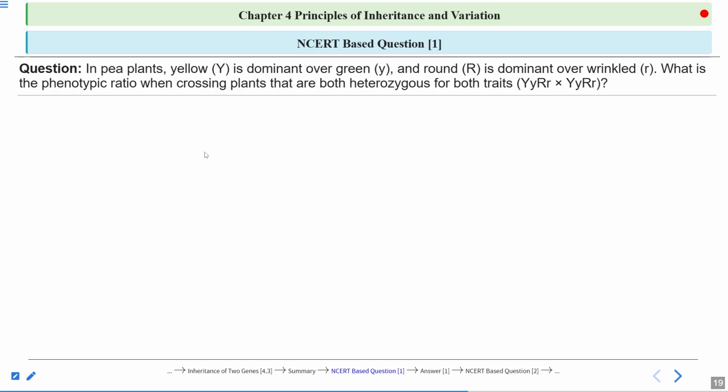Now let's discuss this question. In a pea plant, yellow capital Y allele is dominant over green small y, and round capital R is dominant over wrinkled small r. What is the phenotypic ratio when crossing plants that are both heterozygous for both the traits? You have to calculate the phenotypic ratio when both heterozygous parents are crossed with each other. What would be the answer to this question?